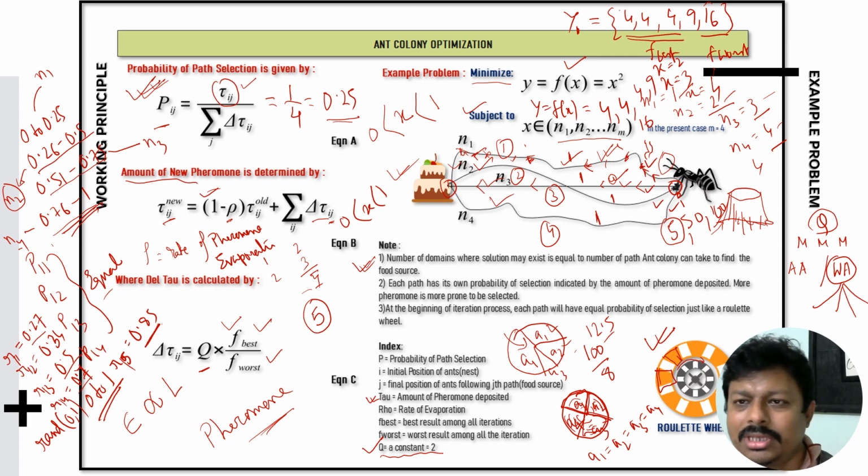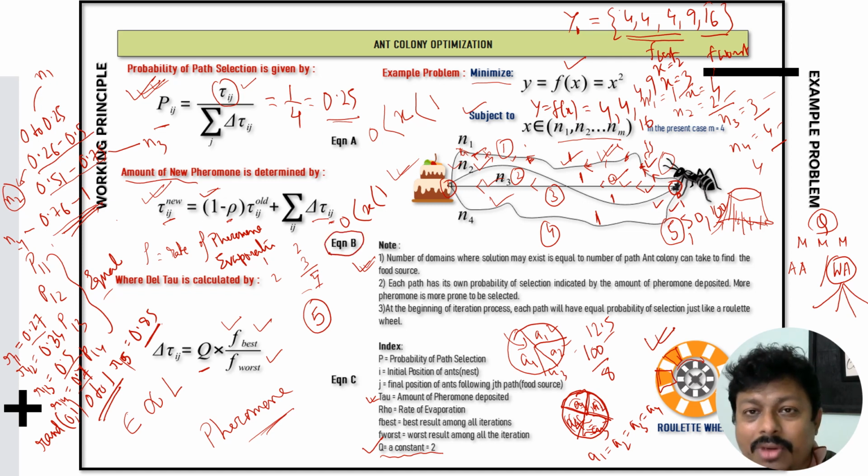And so this is the optimal point, or the minimum is 4 and the maximum was 16. So now what we will do first is to find out the new tau, because the pheromone amount has changed. Now the probability will change, but presently the pheromone amount will be changed. So what is the amount of pheromone for this new iteration? It will be found by this formula, equation B.